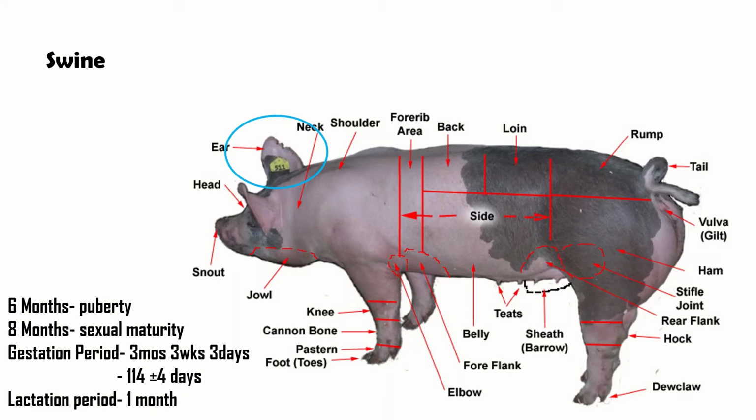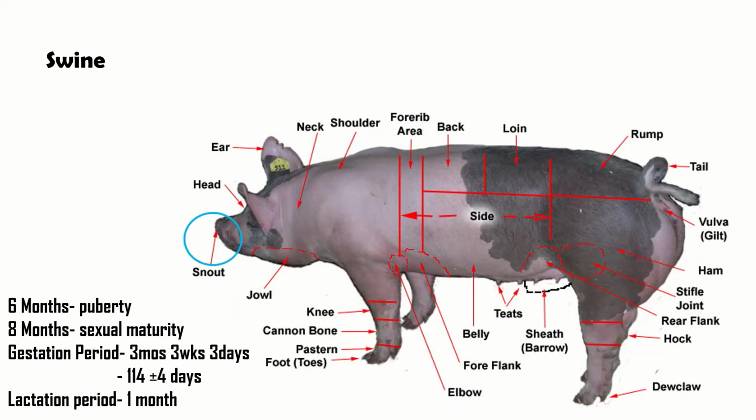So, mapapansin niyo yung ears ng swine, merong mga gupit-gupit na ganyan, mga cuts parang triangles. Yan ay for their identification called ear notching. Okay. Next is the eyes. The pig usually sees only in shades of black and white.